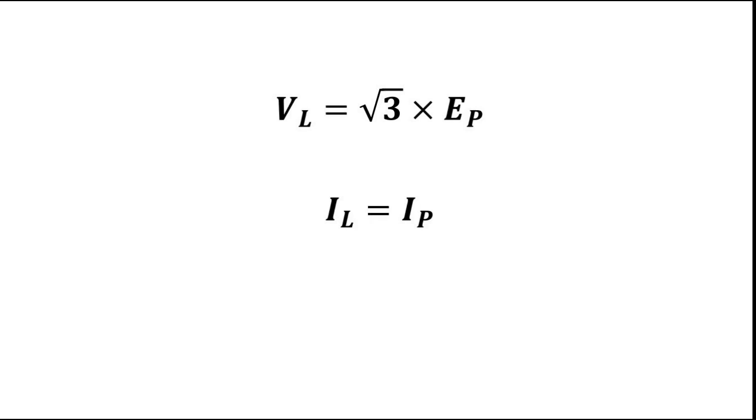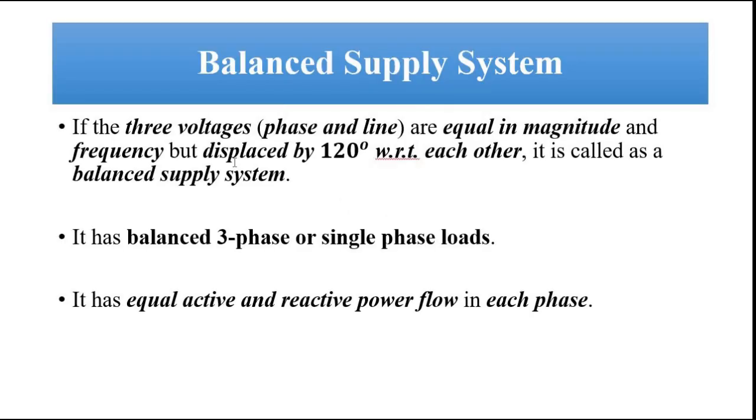Then, a balanced supply system. This is a very important concept again. For an AC power system, if the three voltages, whether phase voltage or line voltage, are equal in magnitude and frequency but displaced by 120 degrees with respect to each other, in the commonly used 3-phase system, then it is called a balanced supply system.